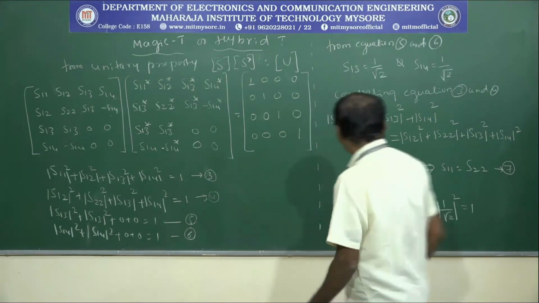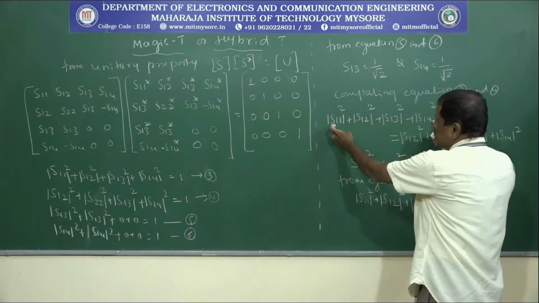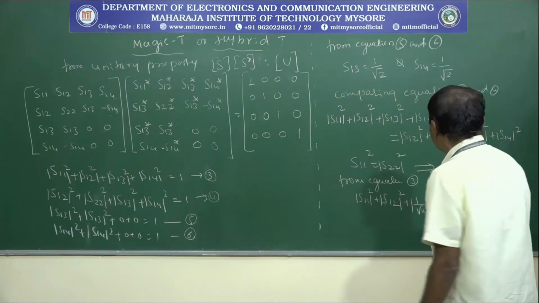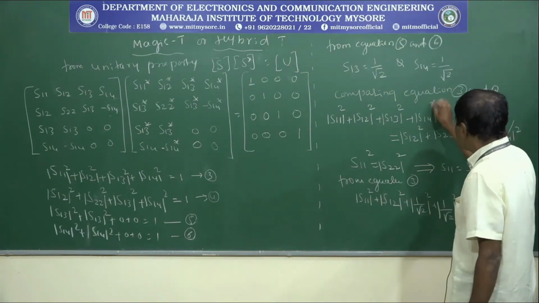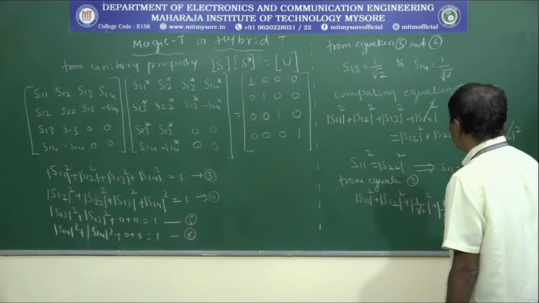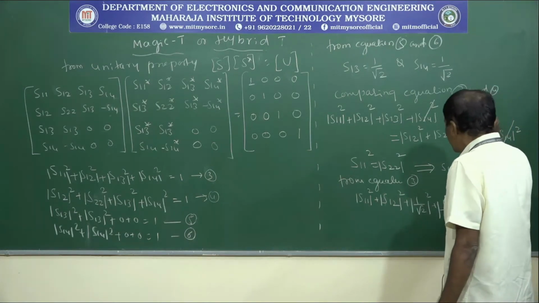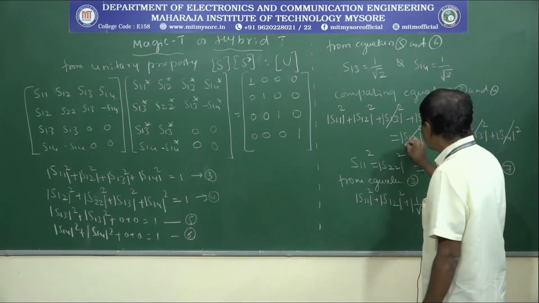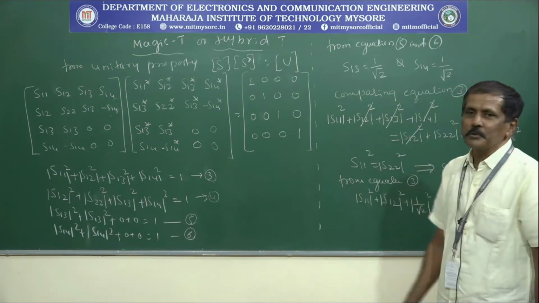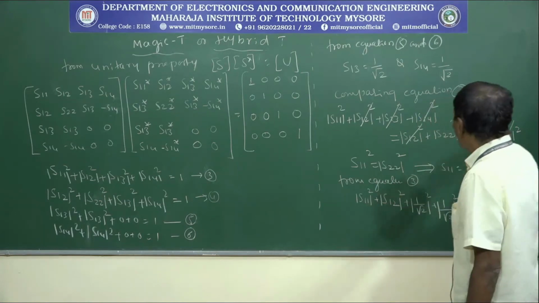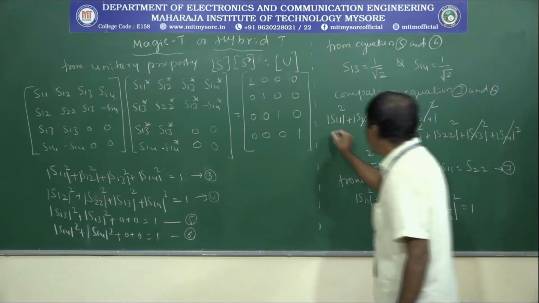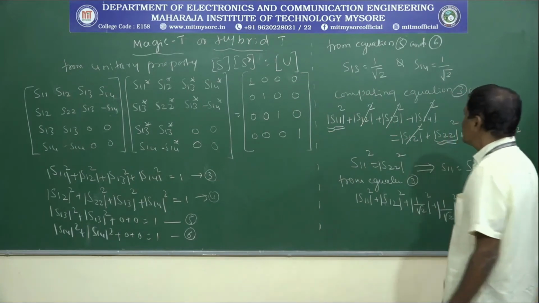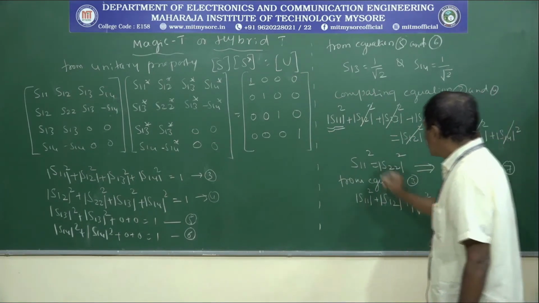When you compare equation number 3 and equation number 4, here S14 square is there and here S14 square is there, here S13 square and here S13 square is there, and here S12 square and here S12 square is there. So all these particular terms will go, and we will be left with only this term and only this particular term.